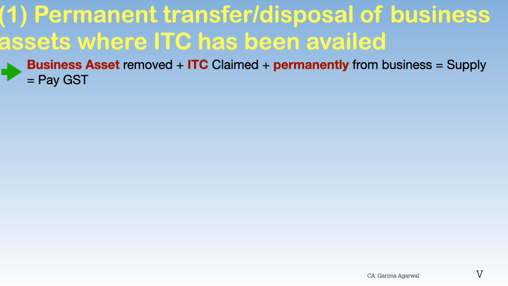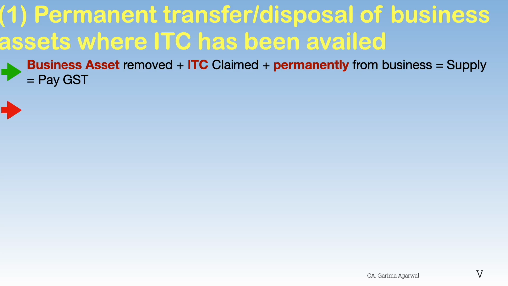So there are 3 key conditions under this para for a transaction to be treated as a supply even if there was no consideration. First, it should be a business asset. Note, business asset has not been defined under the GST law, but in common parlance, it is an asset which has been used for business and which you have recorded in your books. It can be your fixed asset or an inventory.